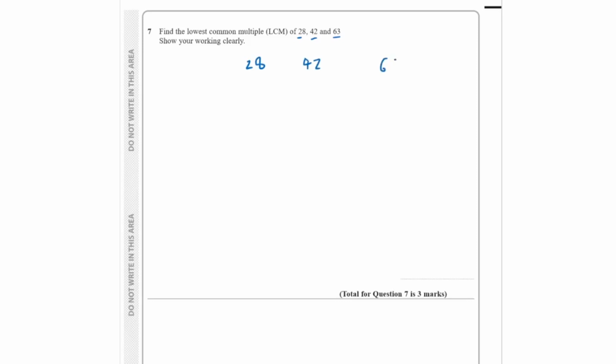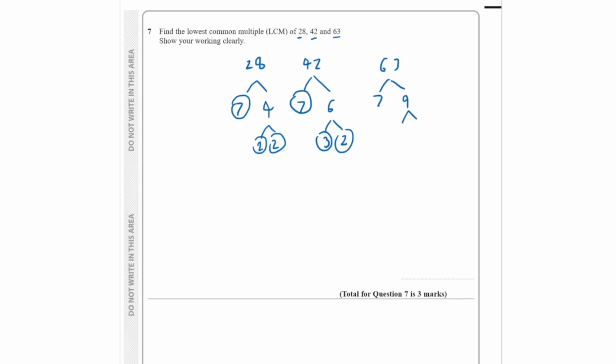So we write down all the numbers and we see that 28 is divisible by 7 and 4. 4 can be 7 and 2. So since these are prime numbers, this is where we end. 42 is also 7 times 6, and 6 can be 3 and 2. We end there. And then 63 is 7 times 9. 9 can be 3 times 3, and that is the end.